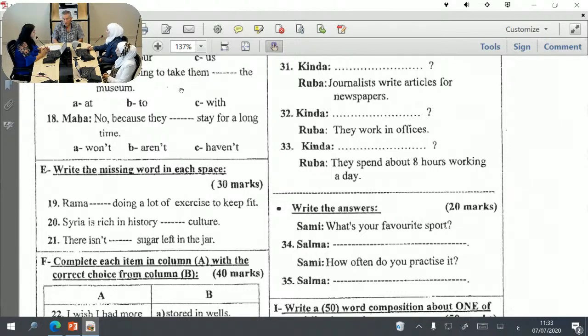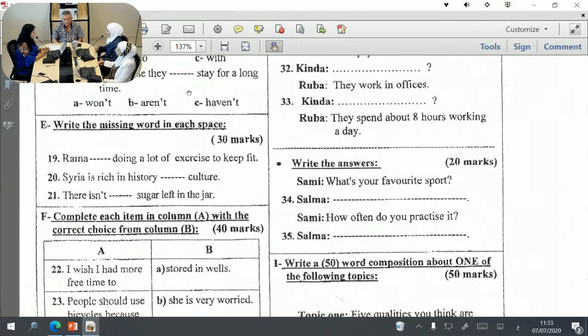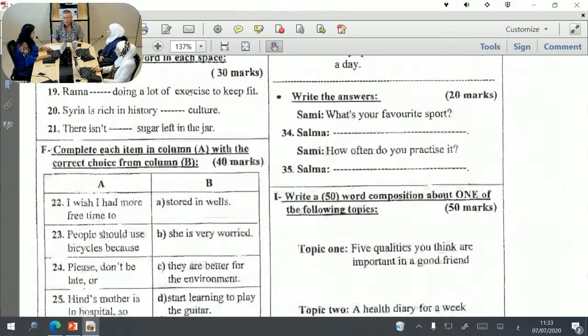Syria is rich in history, culture. Two nouns: history, culture. And there isn't any sugar left in the jar. This is negative, and sugar is an uncountable noun, so it's any. So we can say there isn't any or enough or much. We can put much, enough or any. Yes. Now here the matching, we have 4 answers, and can we see it please?